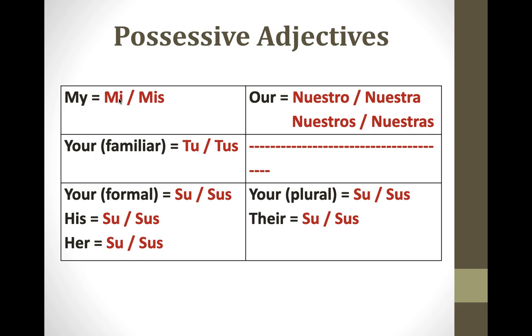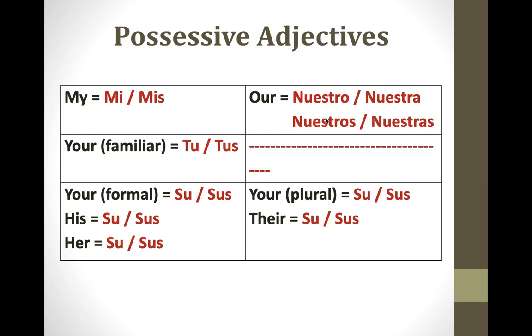So to say my, it would be mi or mis. Your familiar would be tu or tus. Your formal could be su or sus. His is su and sus, and her is su and sus. Notice that this can mean a lot of things, okay? It can also mean your plural or their, okay? And then finally, notice there are 4 ways to say our. Nuestro, nuestra, nuestros, and nuestras.